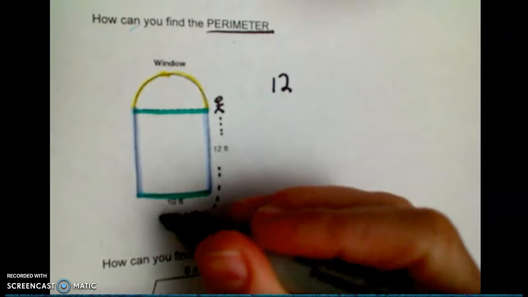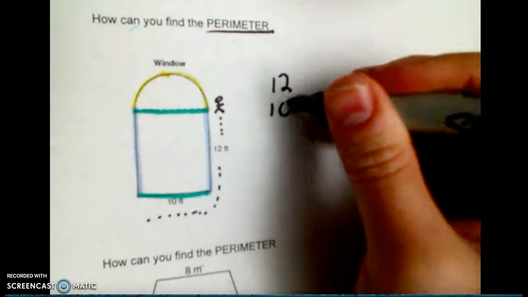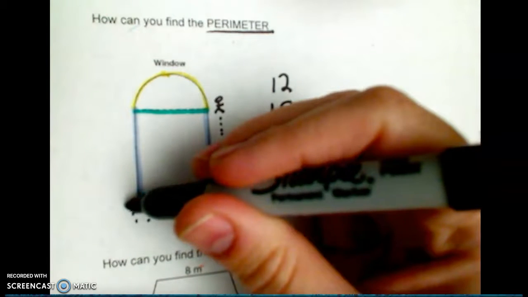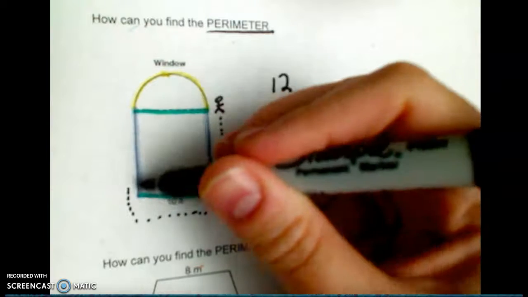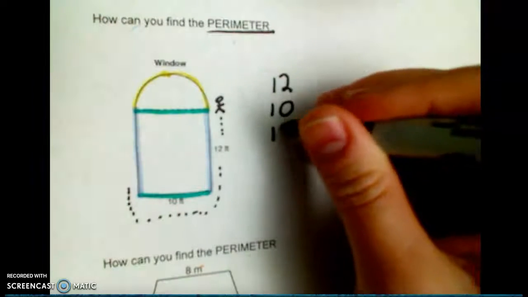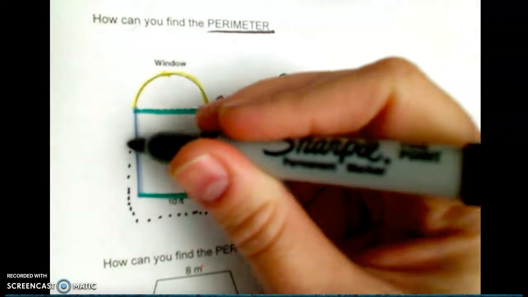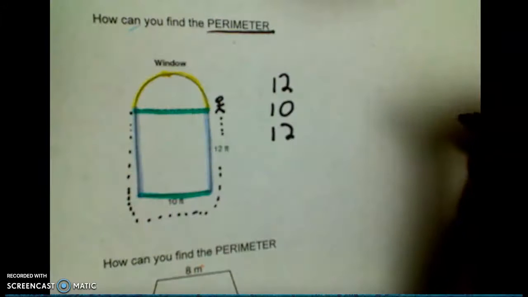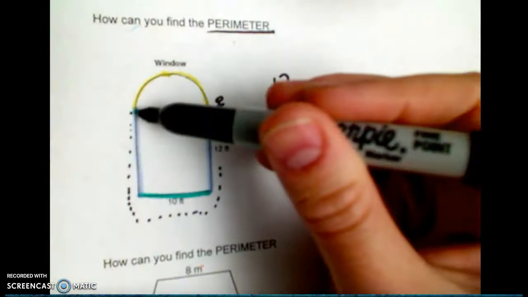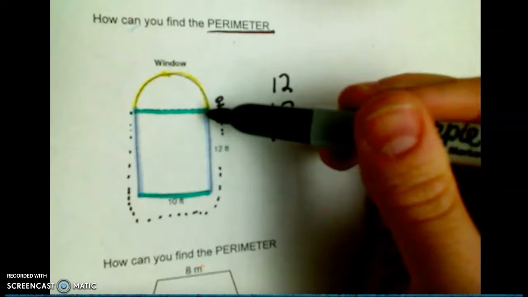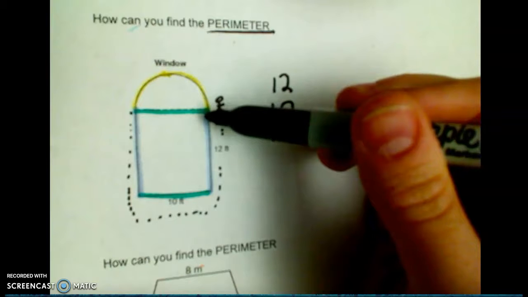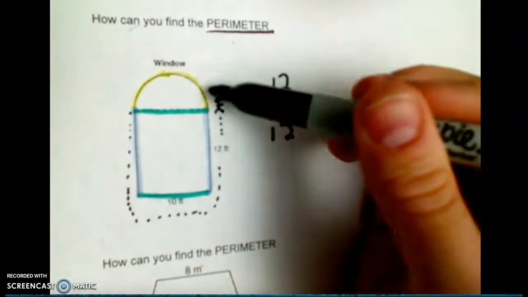plus 10 plus, still walking. Oh, now this blue one, it's 12 plus 12. Now I'm not going to go across the green part, so I'm not going to add 10 again. I need to figure out what this part is.